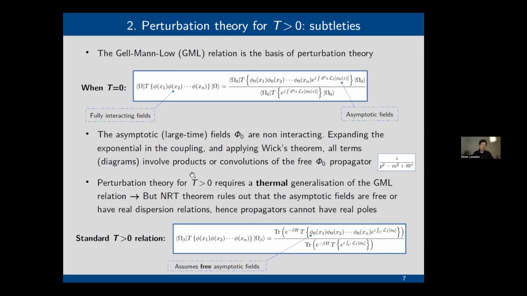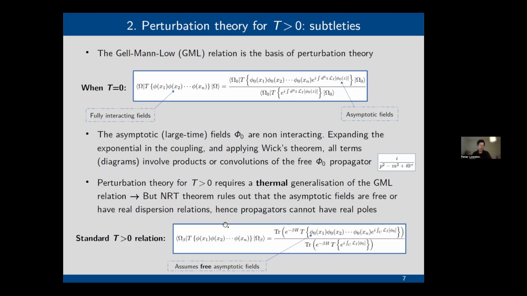Okay, so now we switch on temperature. So what happens to this? Well, as you'd expect, the vacuum state gets replaced by a thermal trace, but in the standard relation, the fields don't change. So these stay free asymptotic fields here.